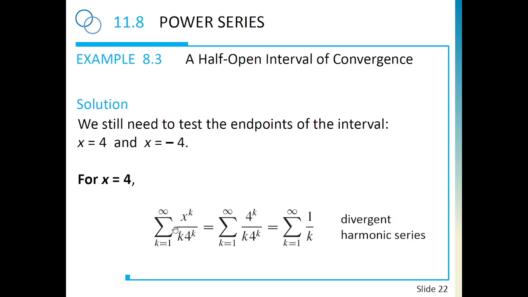When x is equal to 4, I just plug in 4 instead of x and see what's happening. To simplify, I have a harmonic series, and I know that the harmonic series is divergent. So my power series at x equal 4 is divergent. So x equal 4 cannot be part of the interval of convergence.